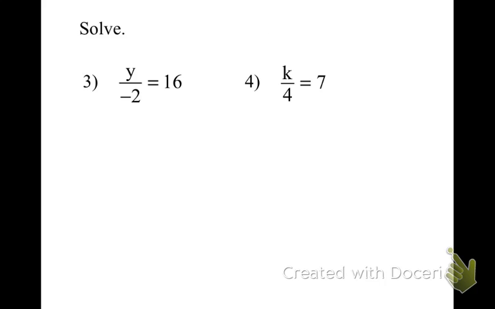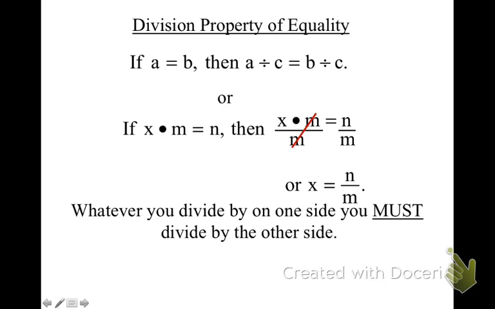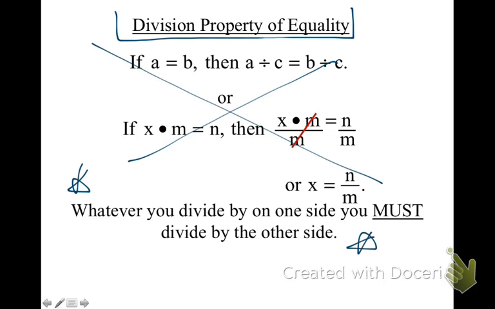If you're at home and solving your own, you should have gotten y is equal to negative 32 and k is equal to 28. Those should have been your answers. So in your notes, I need the division property of equality as well as this sentence. Do not write down what is in the middle.